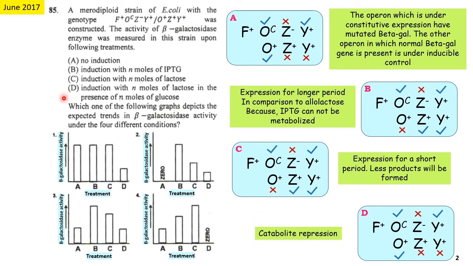Now let's see which of these four graphs are depicting it in the correct way. Coming to the first graph, it is showing beta galactosidase enzyme activity in case A, B, C as equal. Okay, and according to our discussion, in case A there will be no beta galactosidase activity or no beta galactosidase expression. So this cannot be equal to B and C, and so the first option we are going to rule out.